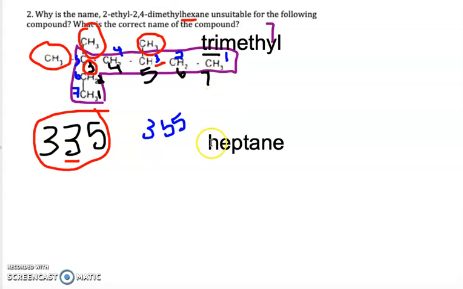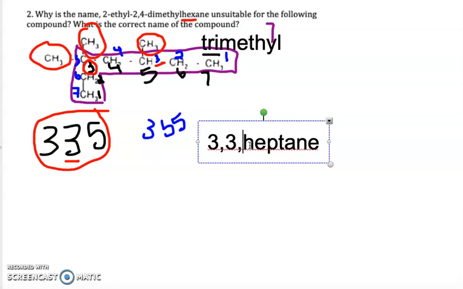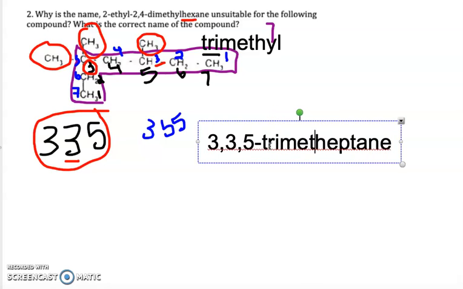So how is this going to look then? We are going to have 3, 3, 5, and that's because those are our numbers and we need to separate numbers from numbers using commas. Then dash trimethyl. Okay, so that's the right name for this compound. It's a 3,3,5-trimethylheptane. Okay, so let's look at some other examples.